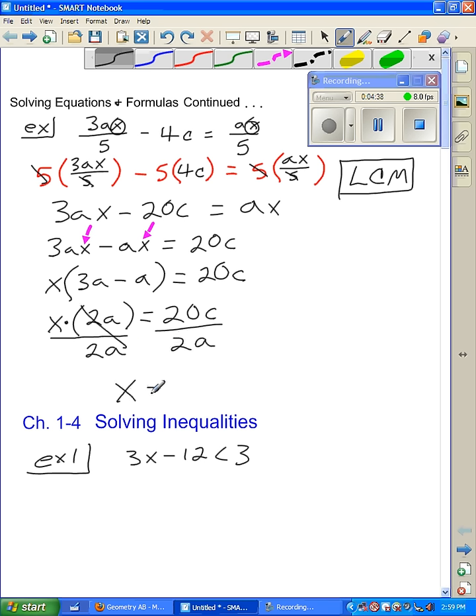X equals, you've got to reduce 20 over 2 is 10. That 10 will be on top. If you want to do it like this, that'd be 1, that would be 2. And then you'd have c, so that's 10c over a. That's all your answer is. Not a real good way to check these, but just go back and run through your numbers.